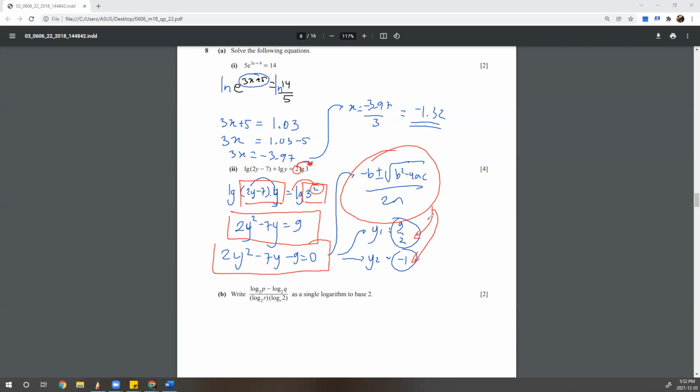Okay, this is hard. B is more simple. Minus means divide, right? Over log 2r times log r2. If you have the multiplication of the log that is inverse one to another, it is only 1. So the answer will be log 2 p over q. That's all. Single logarithm, right? That's it.